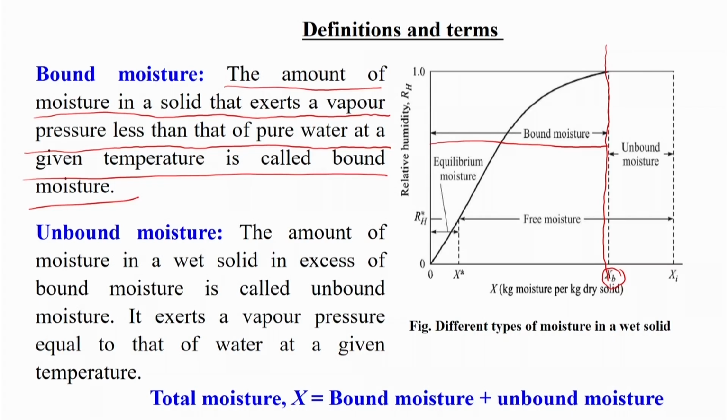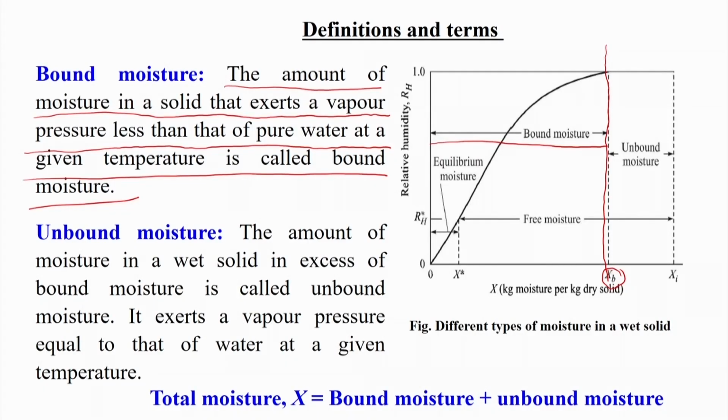That is the bound moisture. In other words, in a wet solid it is the amount of moisture that remains bound with the solid material and cannot be separated easily, or if we keep it as such, it cannot be separated. Then unbound moisture is the total moisture content minus the bound moisture.